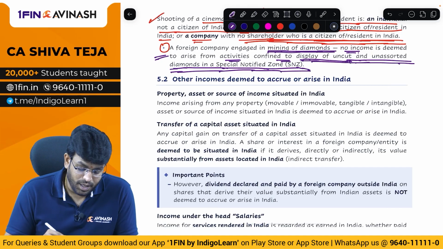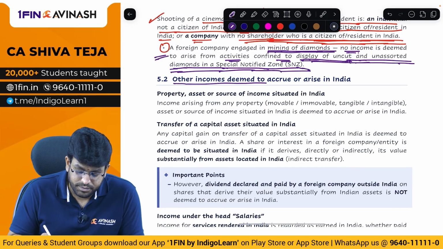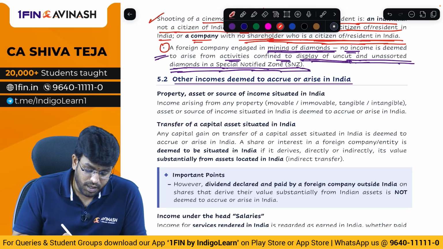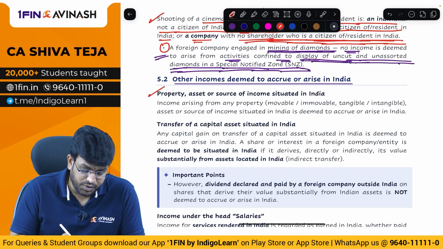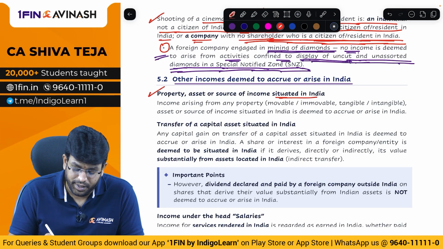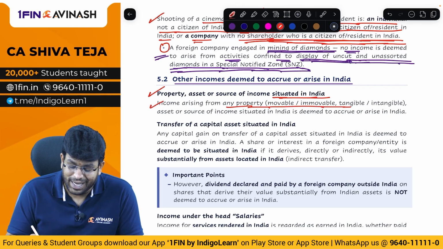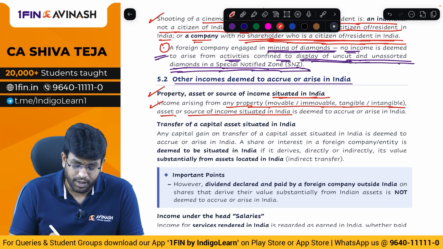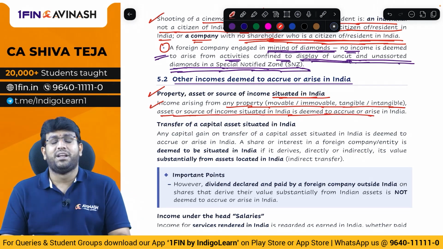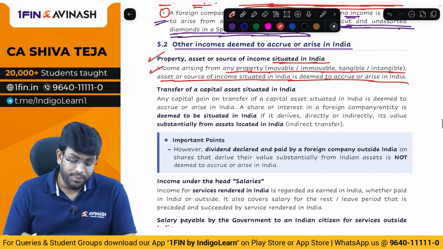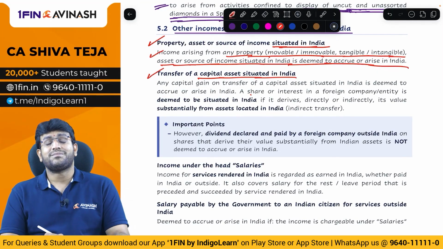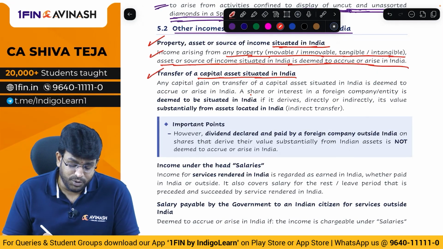Next point. Other incomes deemed to accrue or arise in India. First point. Property, asset or source of income situated in India. Income arising from any property, movable or immovable, tangible or intangible, where the asset or source is situated in India. If income is coming from property in India, it is deemed to arise in India. Next point. Transfer of capital asset situated in India. If the asset is in India, obviously it is deemed to arise in India.